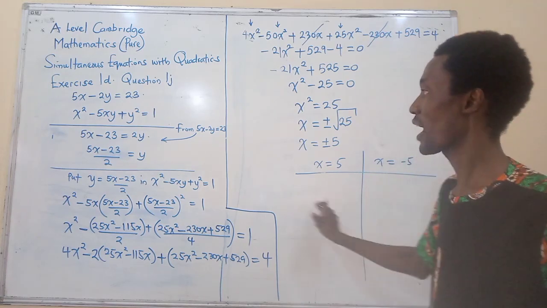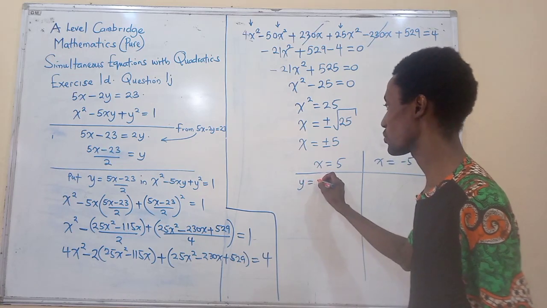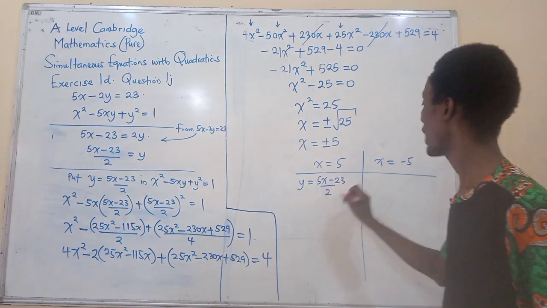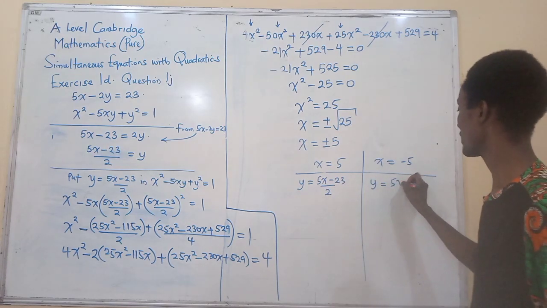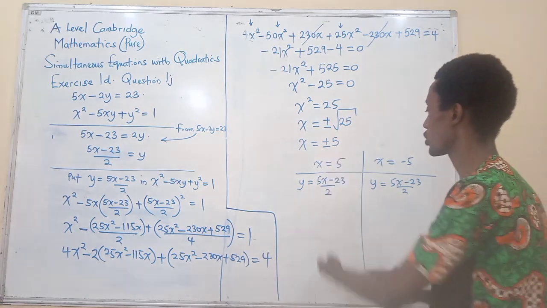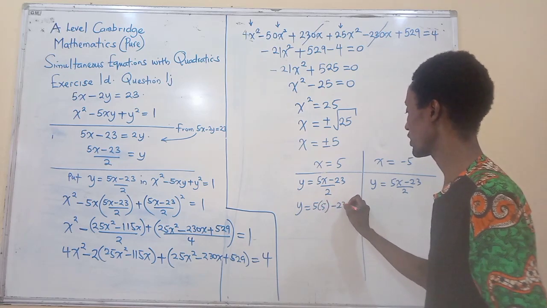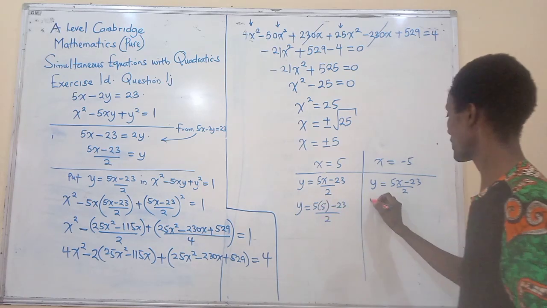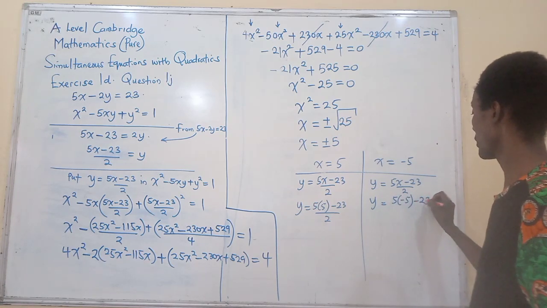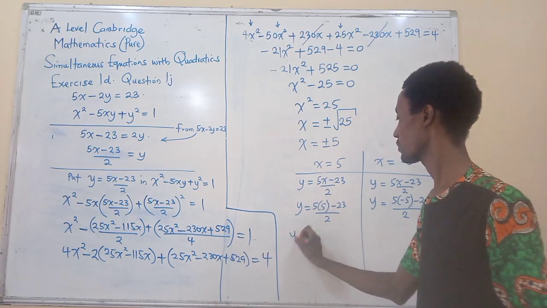Negative 5. Now, I have the equation here that y is equal to this. So I'll just say y is equal to 5x minus 23 over 2. And I'll just say here y is equal to 5x minus 23 over 2. So I make my substitutions now. This will be y equal to 5 into 5 minus 23 over 2. Same thing I will have to do here, y is equal to 5 into minus 5 minus 23 or negative 23 over 2.